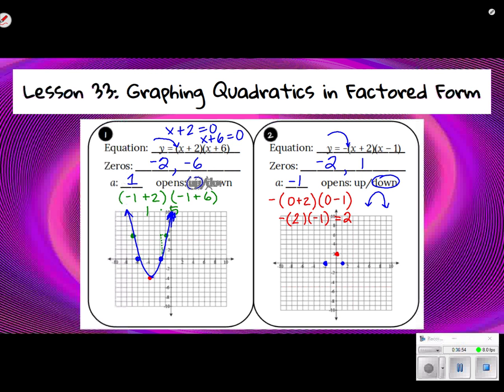Okay, so from this red point, I can go down to the right 1, or I can go from the blue point right here, up to the left 1. I can do the same thing from my blue point on the right. So if you want to double check that, we can plug in -1. We should also get 2.